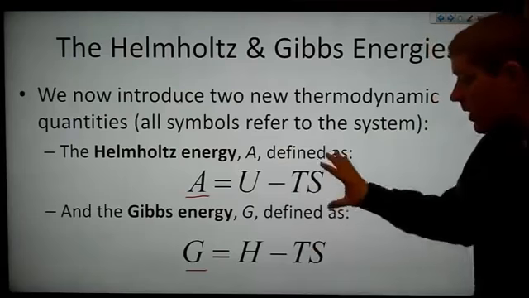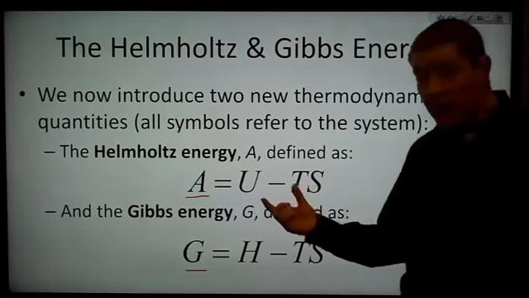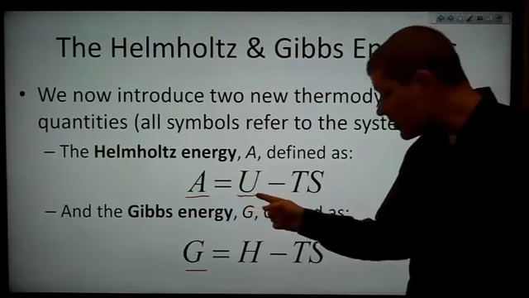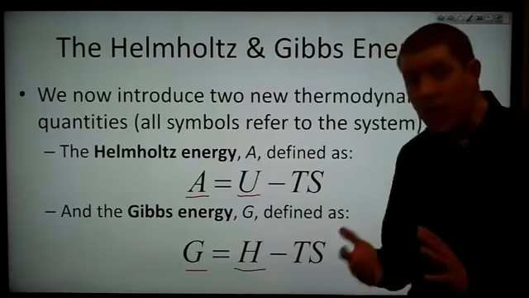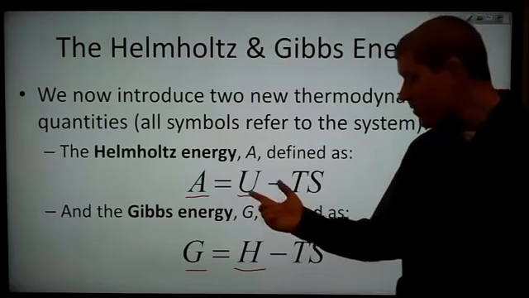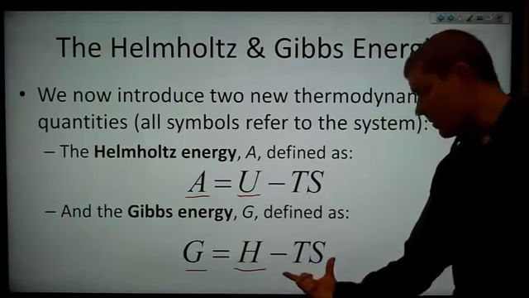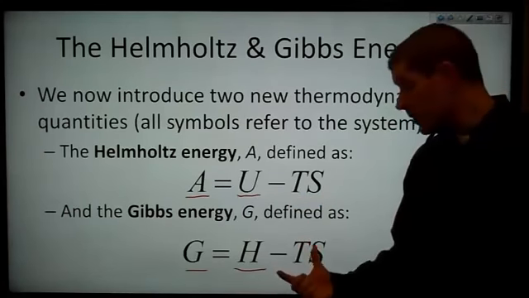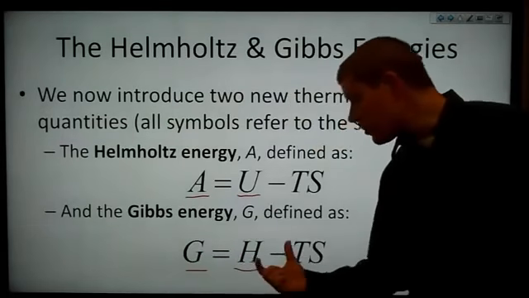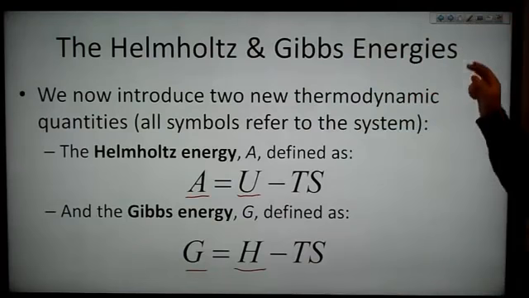So here we have two new kinds of energy. We already had two other ones. We had internal energy, that's one type of energy. Then we had enthalpy, that's another kind of energy. So now we have relationships between our four types of energy, and we're using this quantity minus TS to relate Gibbs to enthalpy and the Helmholtz energy to the internal energy.